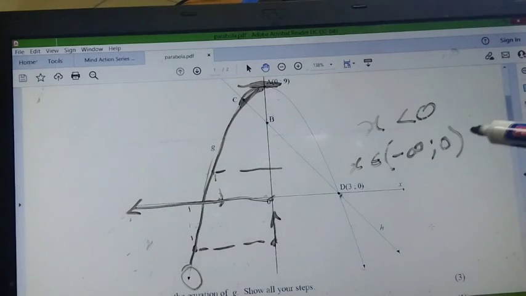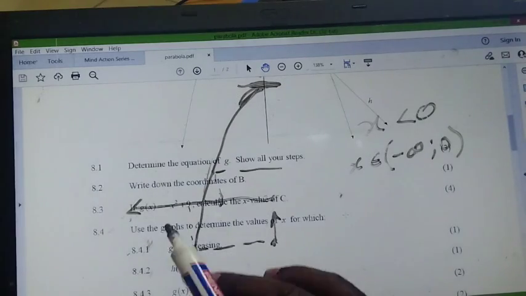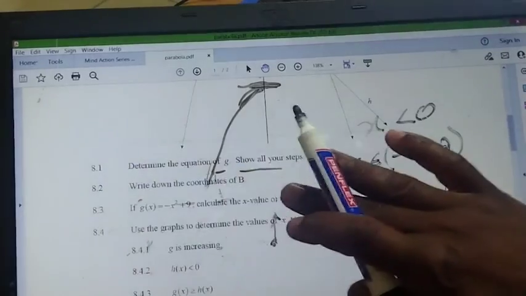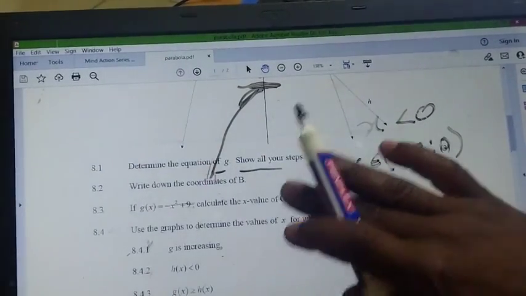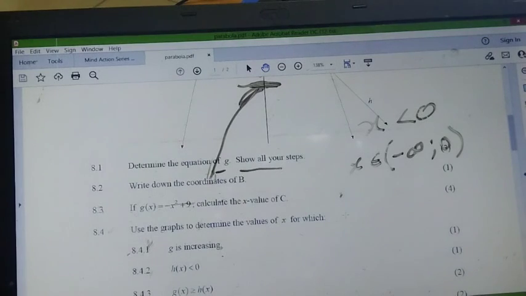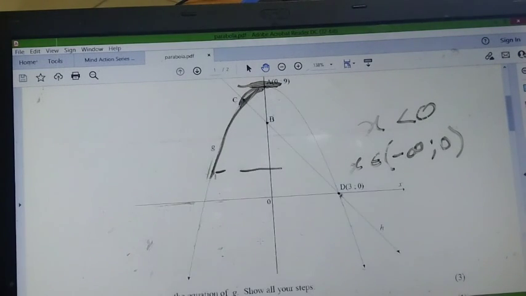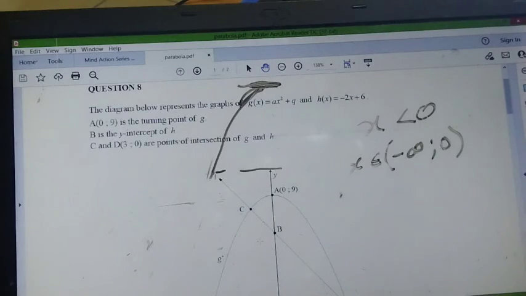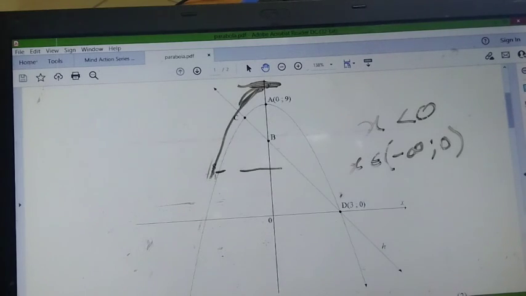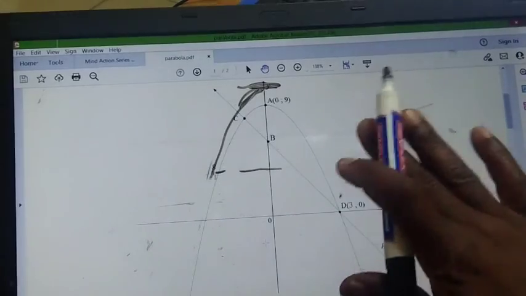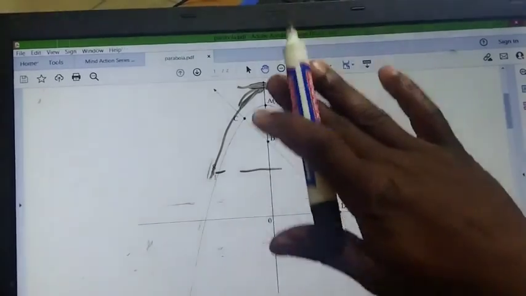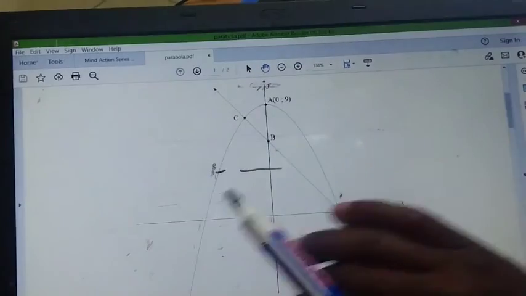All right, so the solution to this question is x is less than 0, or x is an element in the interval negative infinity to 0. Now, the next question, we want to determine the values of x for which h of x is less than 0. h of x is less than 0. Now remember, h of x is the straight line. Now when we say h of x, we are basically talking about the values of y on h of x.